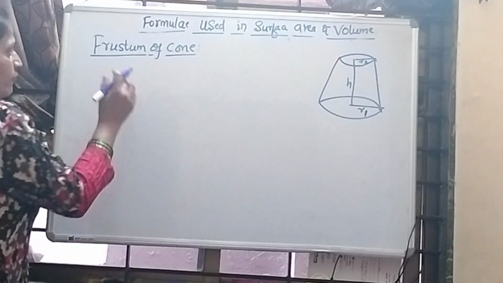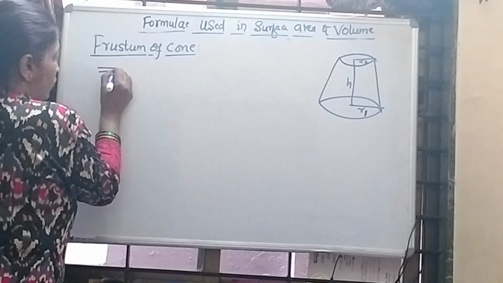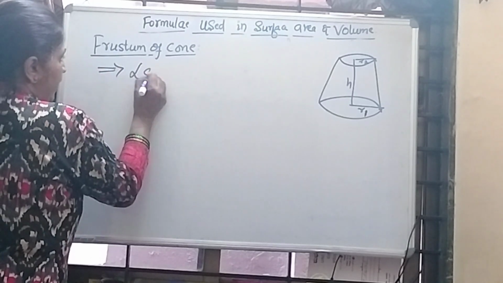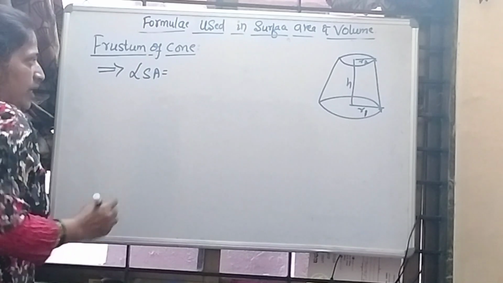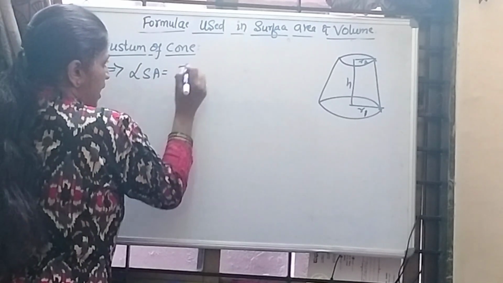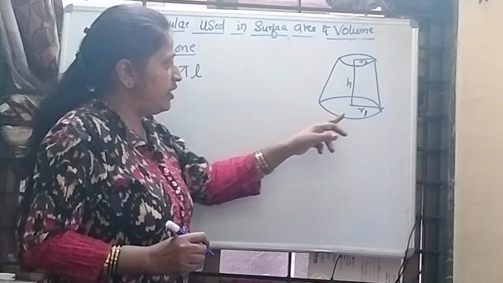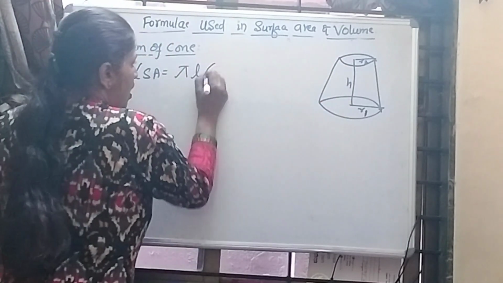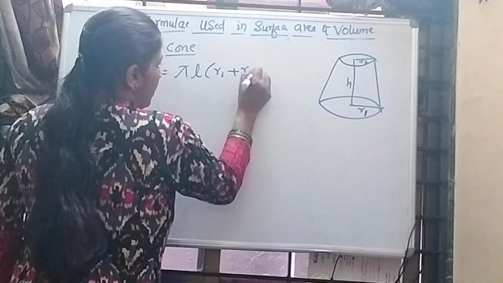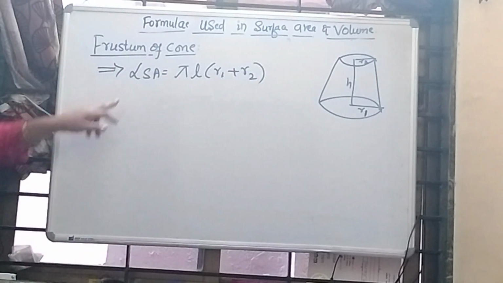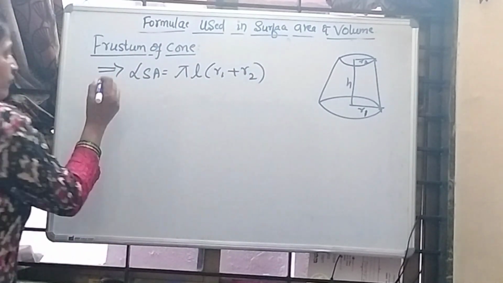So the formula for frustum of cone, LSA: the LSA of cone is pi r L. So here we take L, and as the radii are different, we are going to take now R1 plus R2. So this is the LSA of frustum of cone.